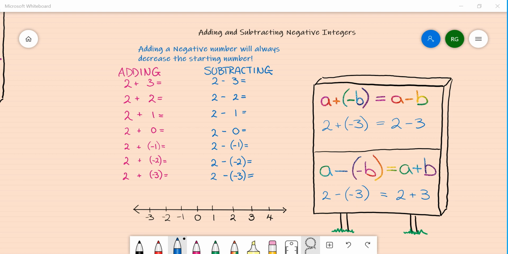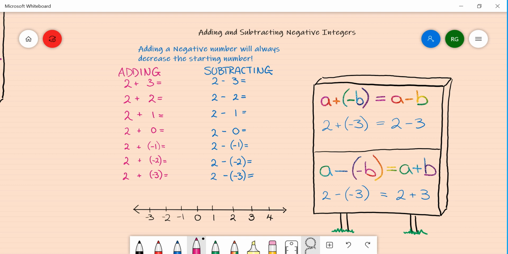Today we're going to be looking at adding and subtracting negative integers or negative numbers. Now we looked in the last lesson at adding and subtracting positive integers and we found that to be quite simple relative to what we had done in the past. This time around you need to pay really close attention. Adding a negative number will always decrease the starting number. So that's important to remember.